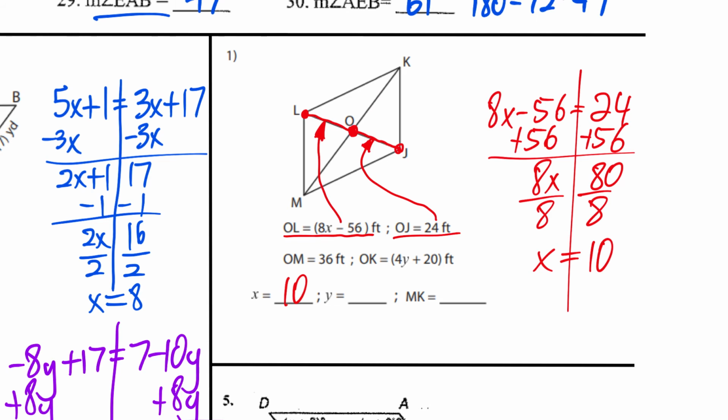Okay, so on the other one, it's going to be the exact same thing. OM and OK, okay? OM and OK, you know, those are going to be congruent. So let's just do this in our head. I know that this is going to equal this. So if I subtract 20, that's going to give me 16. If I divide 16 by 4, what's that going to give me for y? It's going to give me 4. All right, so y equals 4 on that one. And now to find MK, that's the whole diagonal here. Yep, it's going to be 36 and 36, which is 72 feet.